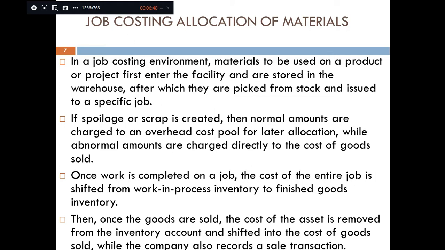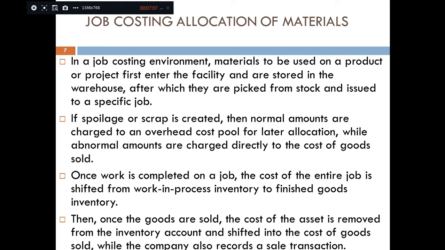Once work is completed on a job, the cost of the entire job is shifted from work in process to finished goods inventory. Then once the goods are sold, the cost of the assets is removed from the inventory account and shifted into the cost of goods sold account, while the company also records the sale transaction.